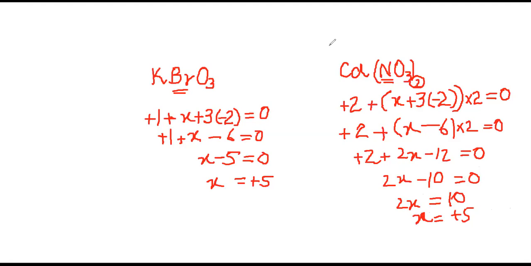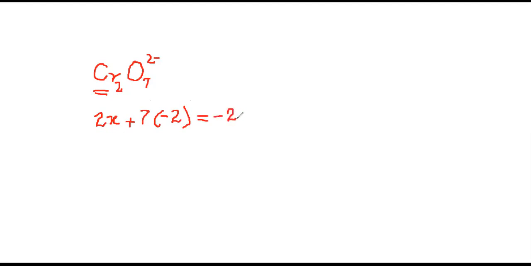Okay, friends, let's have some other examples. What is the oxidation number of chromium in the dichromate ion, Cr2O7? What is the oxidation number of chromium? Chromium, we don't know. It is X. How many atoms? 2. So multiplied with 2. 2X plus oxygen minus 2. How many atoms? 7, multiplied by 7. So here be careful.